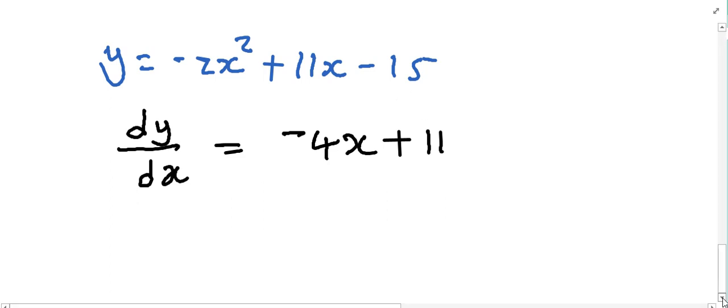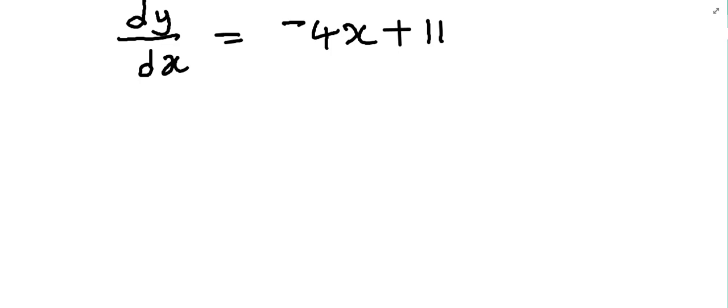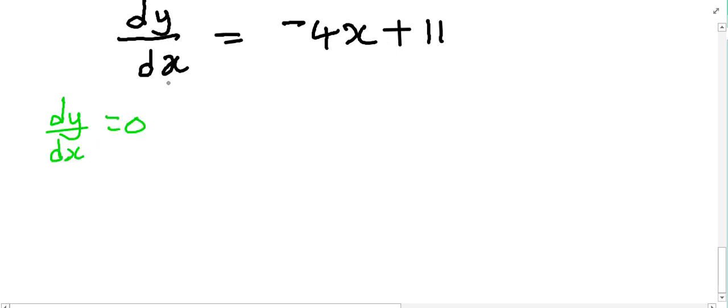So what are we supposed to know? We know that at the turning point, dy dx is equal to 0. So since dy dx is equal to 0, we can simply say negative 4x plus 11 is equal to 0. All right.